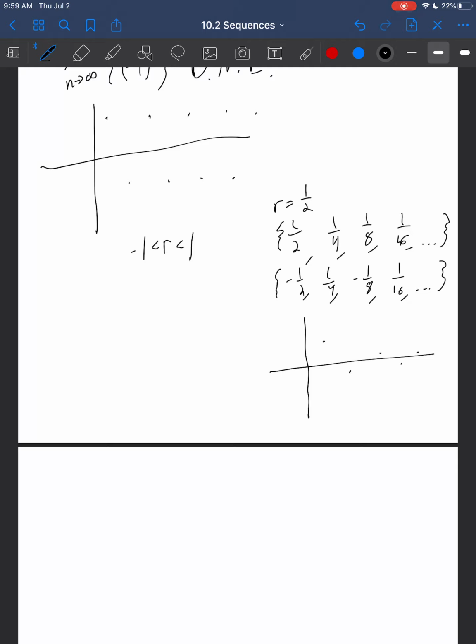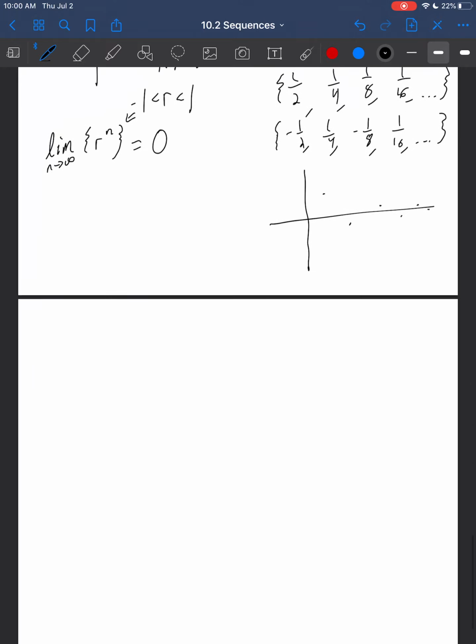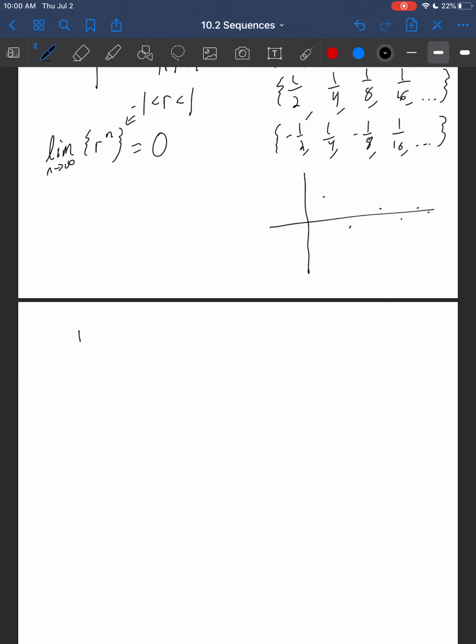around. So it's doing something like this, which we saw some examples of in the previous lecture, but it's still getting closer and closer to 0. And you can also see this from the function for both of these. But the limit as n goes to infinity of r to the n, for this case right here, which is the same as absolute value of r is less than 1, is going to be 0.